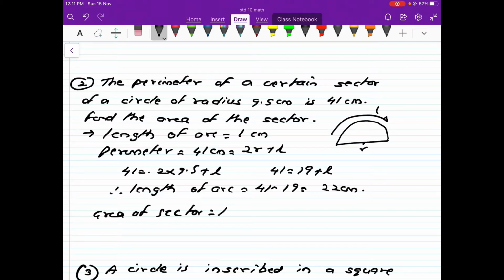Now if we want to find the area of the sector, it is simply L into R upon 2. So that is 22 into 9.5 upon 2. So we are getting 104.5 centimeters square. So this is the required area or the required answer.